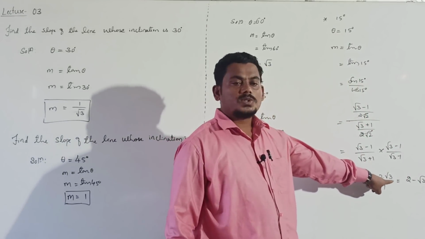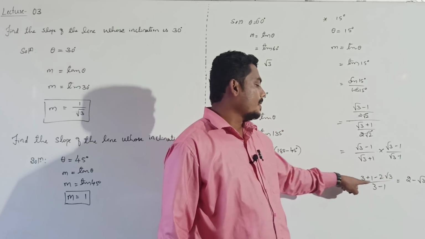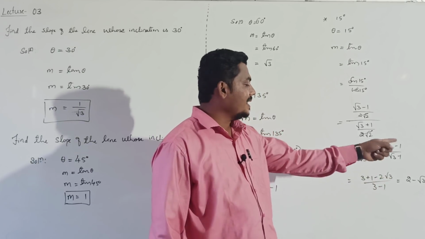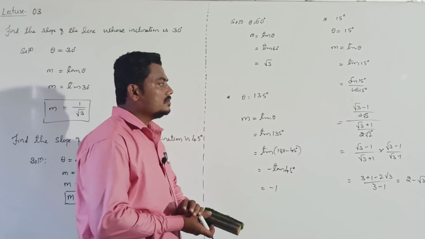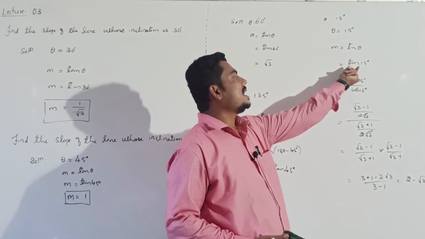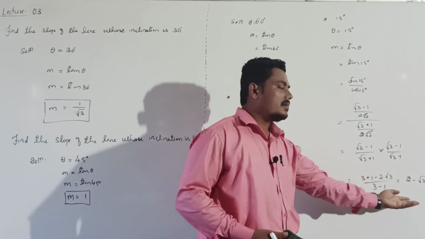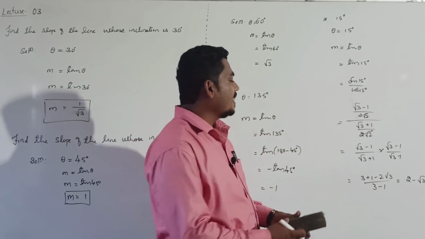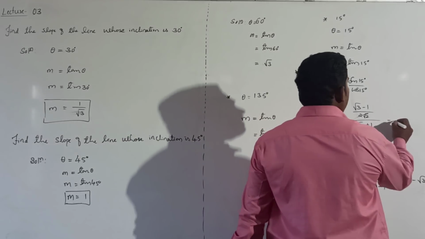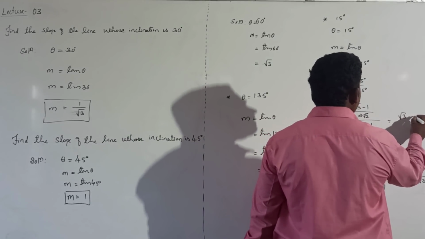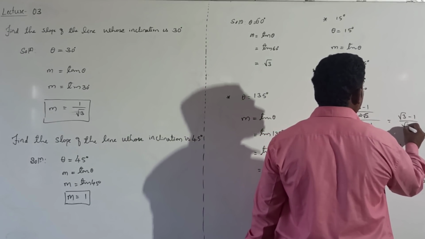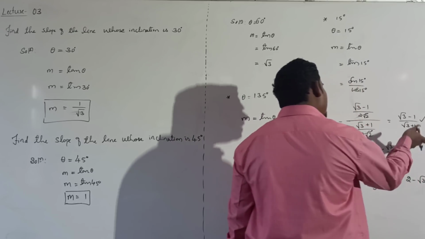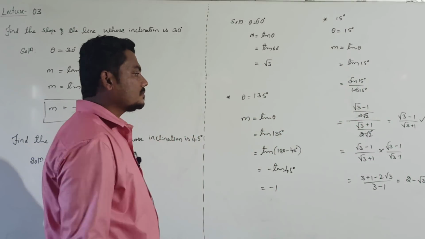4 minus 2 root 3, taking 2 common, the denominator 2 gets cancelled, then 2 minus root 3. If you know the tan 15 value, then directly write it, or else write sin 15 by cos 15 and after that simplify. Or else you can write this much also, root 3 minus 1 divided by root 3 plus 1. This is enough, or else you can simplify, right?